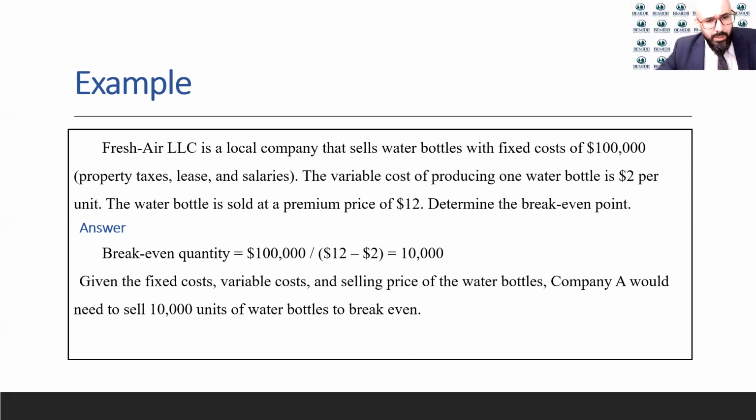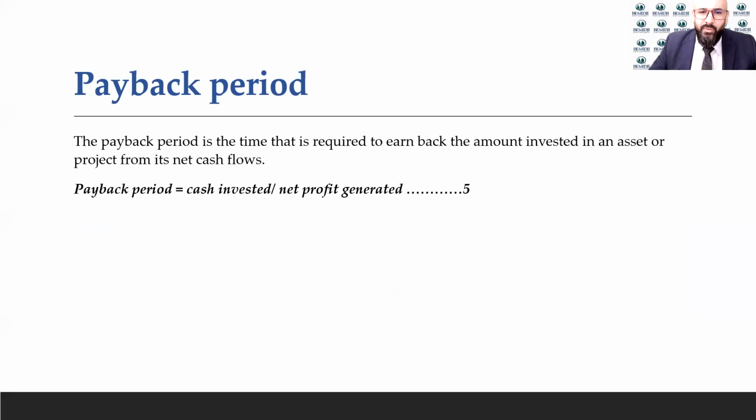All right, now let's move on to another financial measure as well. It's called payback period. Another measure that we consider when we invest in a project or a business. We say, what would be the payback period? How long will it take you to bring this money back into your pocket? So the payback period is the time that is required to earn back the amount invested in an asset or project from its net cash flow. The payback period can be calculated by this equation number 5, cash invested divided by the net profit generated.